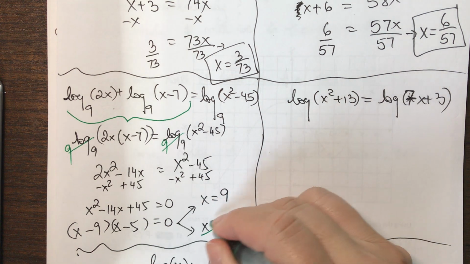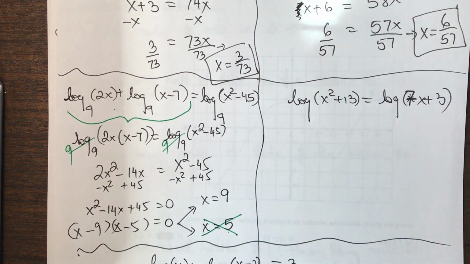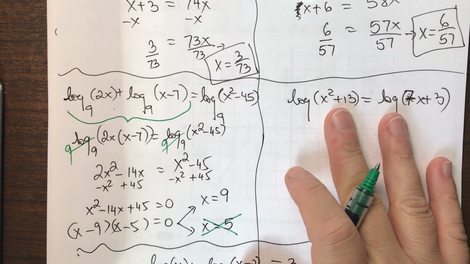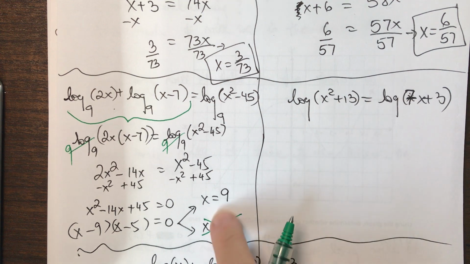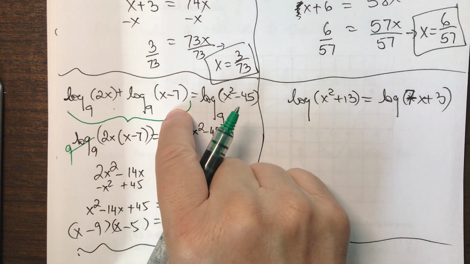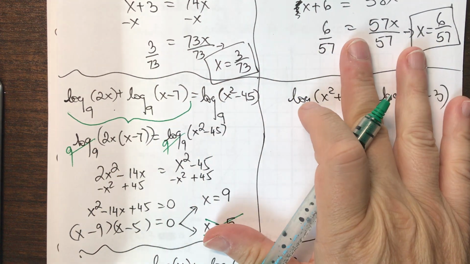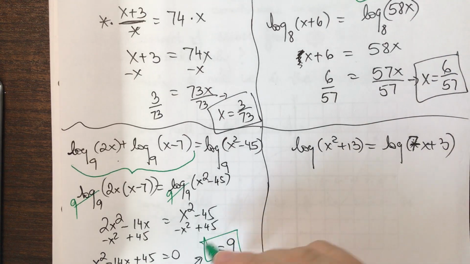As soon as one of them fails, we have to exclude that. It can't be log of something plus undefined equals undefined. That's just not going to work. So you always need to go back and check your answers. Make sure none of the answers you got make any of the insides of your logs negative. So that's not a good answer, but this one's fine.